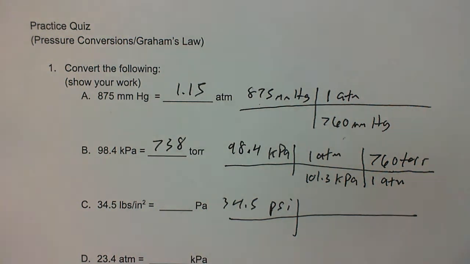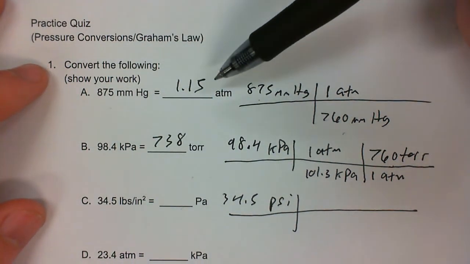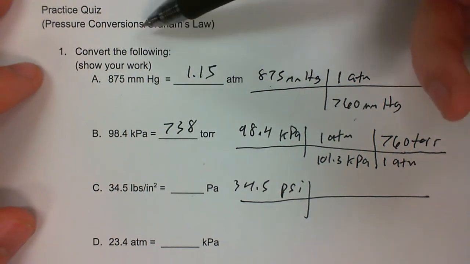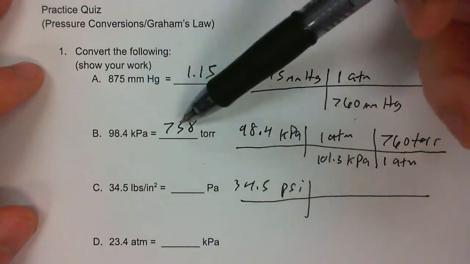So I have a practice quiz here that I'll post with the answers and this video so you guys can see what the answers are. As you can see here, I've already started because I had some issues with the first video I made. I am given 875 millimeters of mercury, and I need to go to atmospheres. So remember, watch sig figs. I have 3 in the question, so I have 3 in the answer.